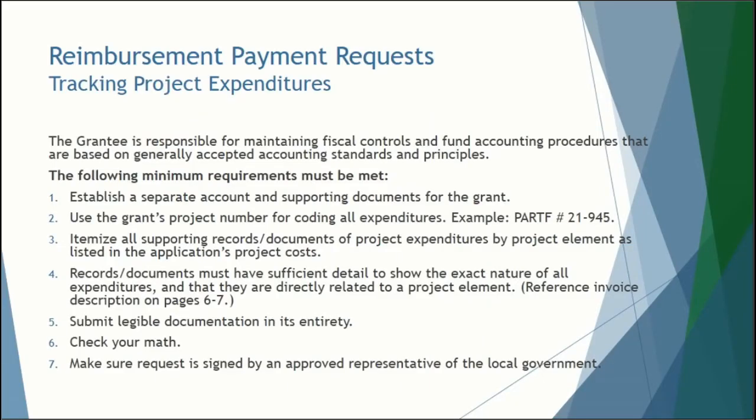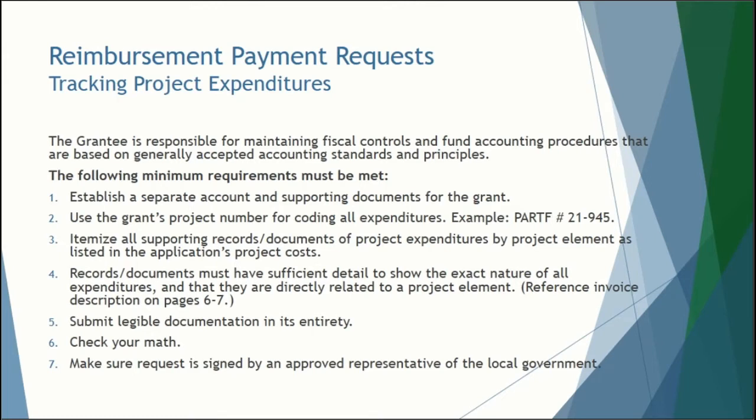The grantee is responsible for maintaining fiscal controls and accounting procedures that are based on generally accepted accounting standards and principles. The following minimum requirements must be met. Establish a separate account and supporting documents for the grant. Use the grant project number for coding all expenditures. Itemize all supporting records and documents of project expenditures by project element as listed in the applicant's project cost. Records and documents must have sufficient detail to show the exact nature of all expenditures and that they are directly related to a project element.